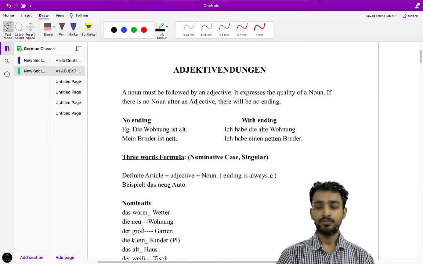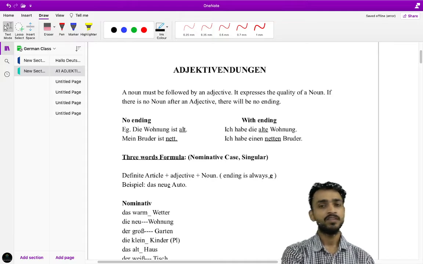Before that, I would like to tell you that there are three articles, der, die, das, but we always use adjective endings with a noun. If there is a noun, we use an adjective ending. You can say a noun must be followed by an adjective. It expresses the quality of a noun.